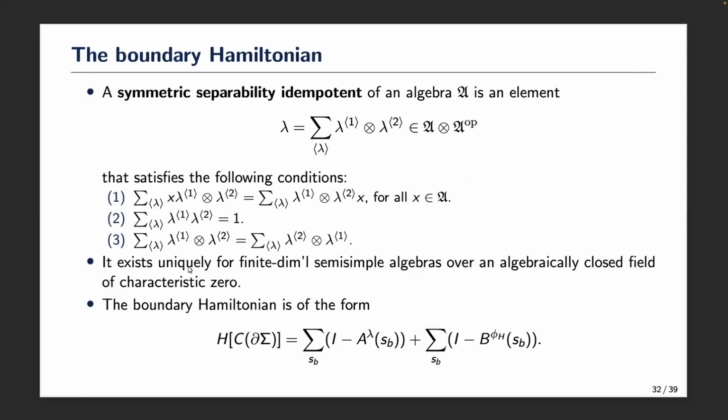And the construction of the boundary Hamiltonian will engage some special element called the symmetric separability idempotent. It is an element lambda. We write it as here, and it satisfies the following conditions. This is a kind of generalization of the Haar integral, and for such a finite dimensional semisimple algebra over an algebraically closed field of characteristic 0, such an element always exists uniquely. And so using linear extension, we can define the operator A lambda. Then this will form the boundary Hamiltonian.